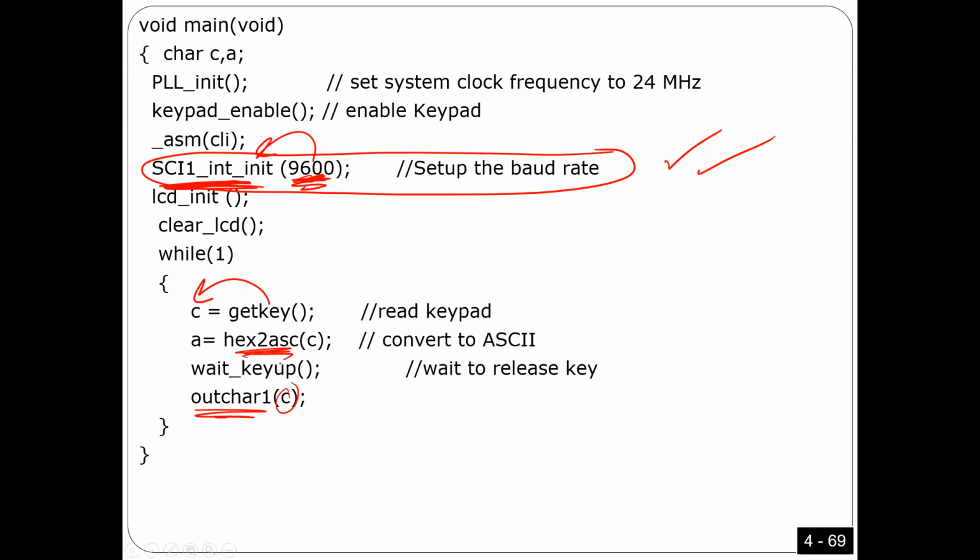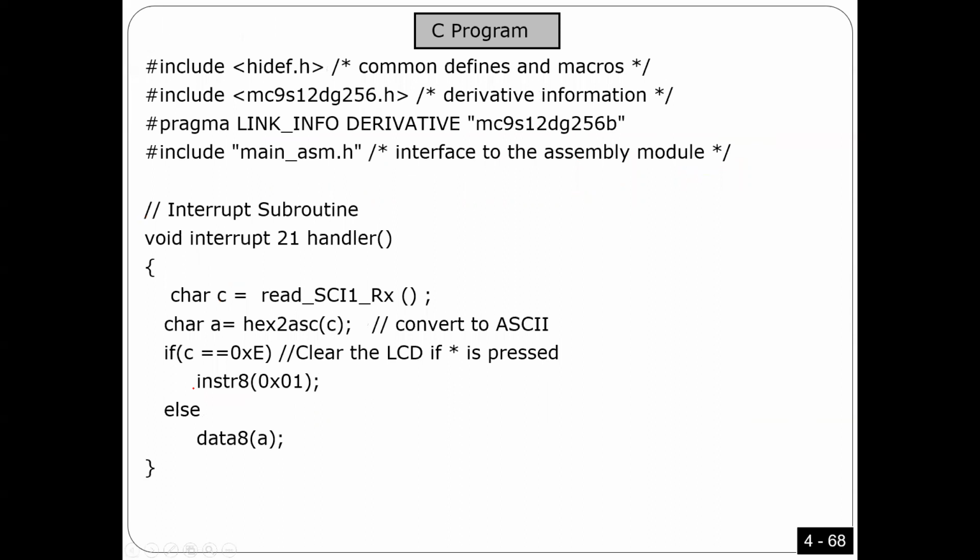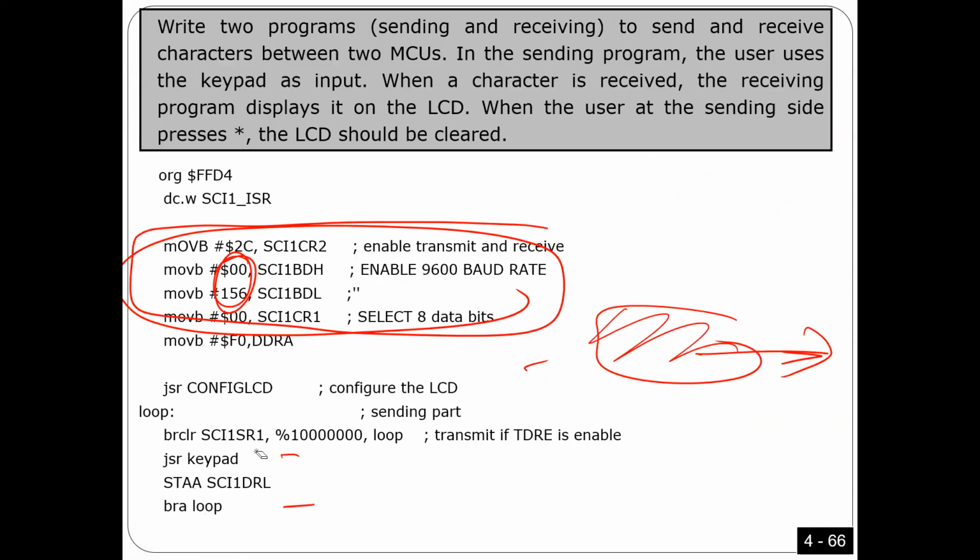That's it. Okay. So again, if you see what is inside this function, you will see it's similar to what I did here. Inside this function, it has to wait until it is empty, and then it has to transmit it by writing this one to here. Is that okay?